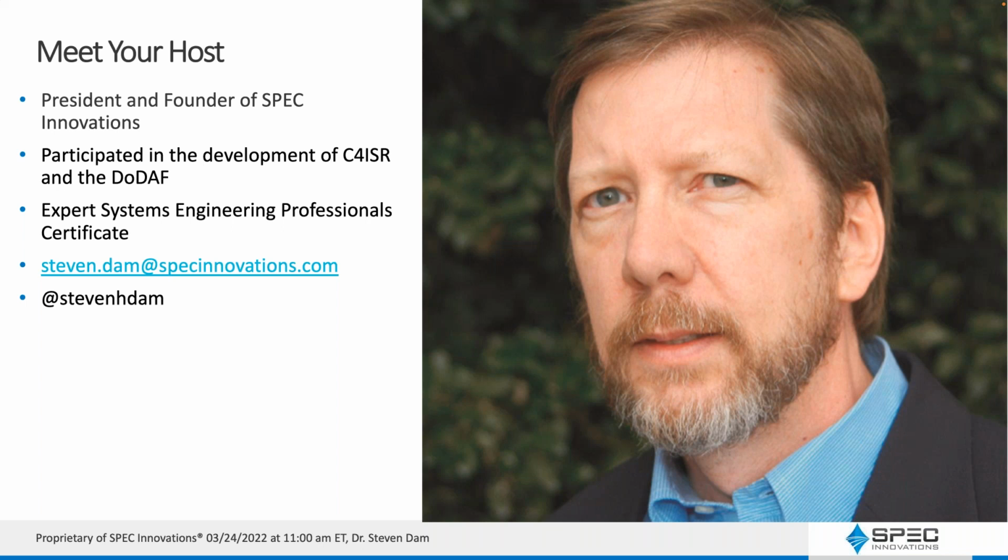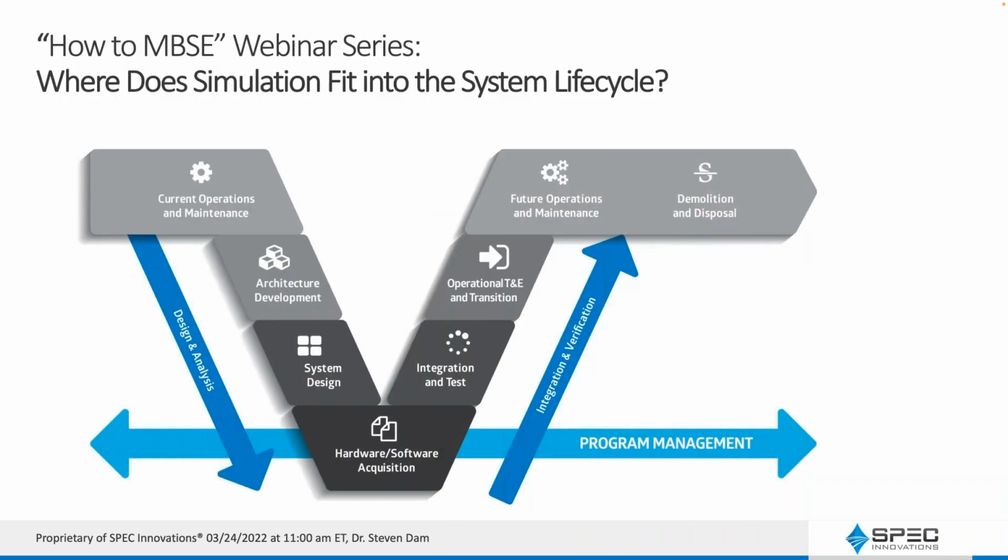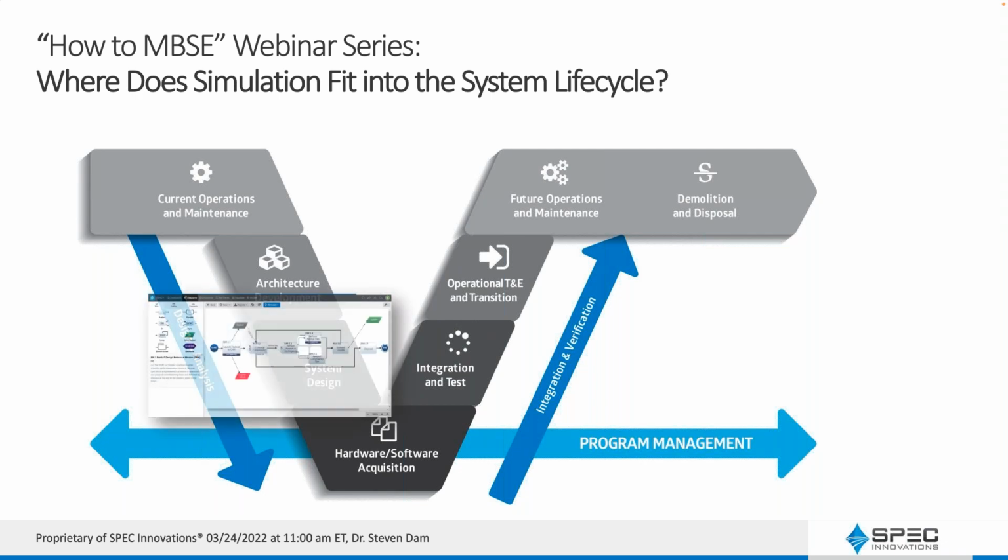Thanks, Elizabeth. So last time, we started out with the V diagram, and everybody knows that the V is just one way to view the life cycle. Of course, the tool supports all phases of all different life cycle models. For this one, we're going to focus on simulation. So where does it fit into that life cycle? Particularly, it's part of functional analysis. It's a key part of what we do in functional analysis, in terms of making sure the models actually work. Kind of an important thing.